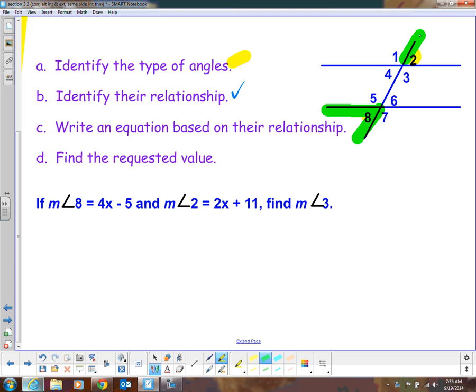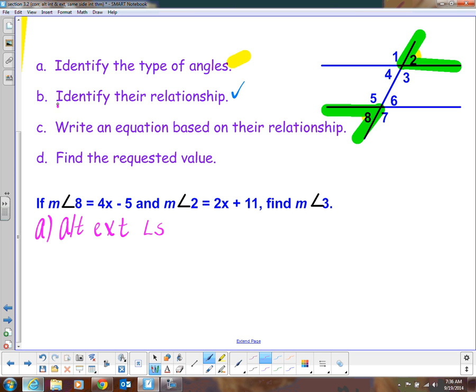Remember that first day when we started to just look at them? What formed the two opposite V's? Get your foldables out. The alternate exterior angles. So the first thing you're going to tell me, A, is that 8 and 2 are alternate exterior angles.